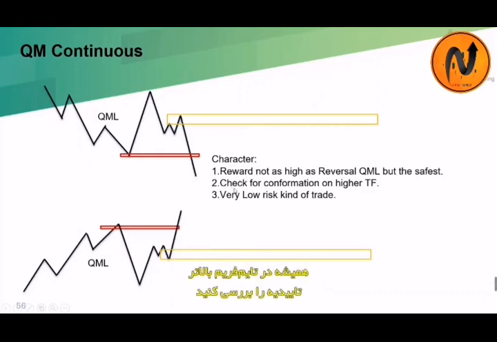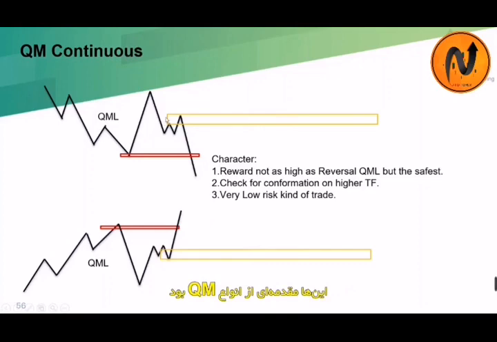And the second is that you always check for confirmation on higher time frame, like what I told you. Always check for confirmation, and I'm going to introduce you to confirmation when I'm done with all this kind of setup. So the third character is that it's very low risk kind of trade. First, you already know where your QML is, and usually the stop loss is very small.